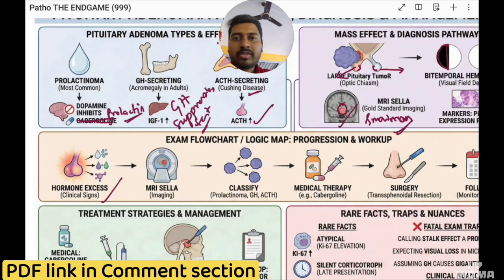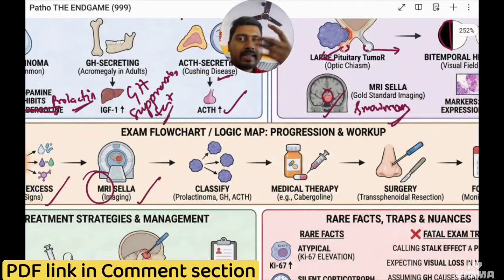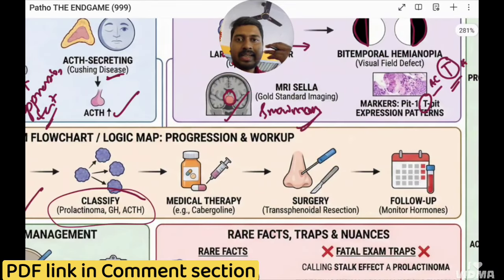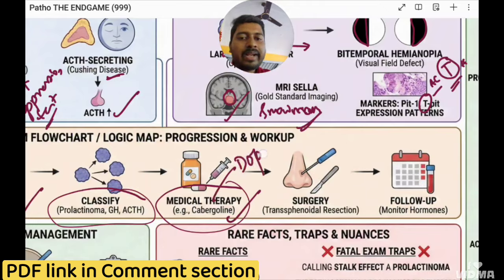Whenever there is excess hormone, there will be clinical signs related to each hormone. After that we'll do MRI, and in the sella turcica region, we'll see growth of the pituitary. Then we'll classify which type of pituitary secreting adenoma it is, whether it is GH secreting, ACTH secreting, etc. And then surgical treatment, then you'll give medical therapy, which is cabergoline. Now, what is cabergoline? Cabergoline is a dopamine agonist.